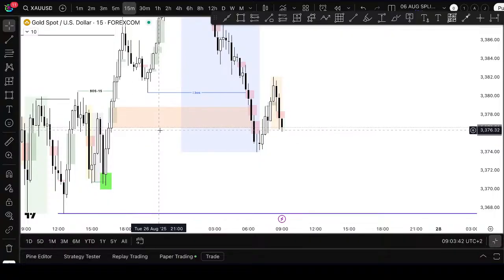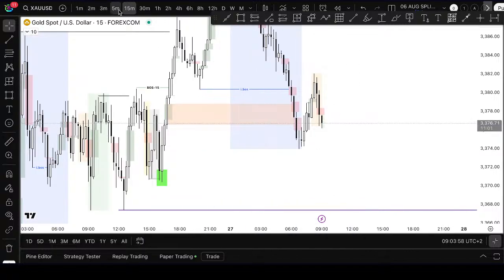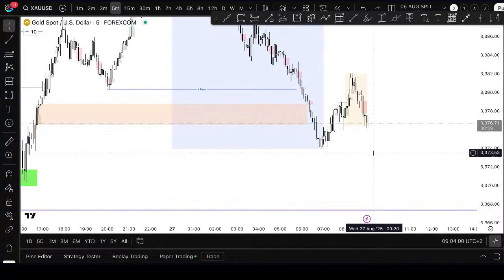Just a second. Oh yes. We have this inducement, then we have a proper mitigation to the downside, and we have a valid POI. And yeah, it's a good place if you want to go for long.